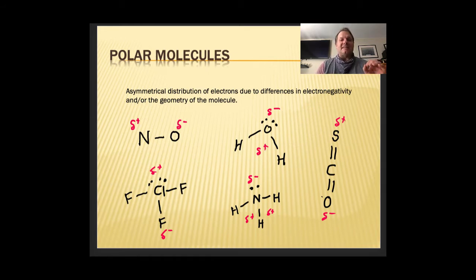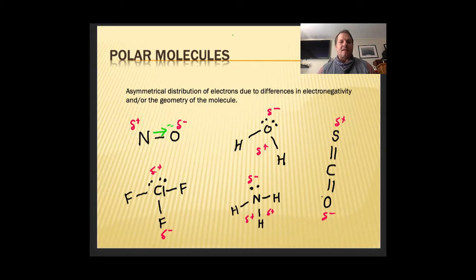That means there's an asymmetrical distribution of the electrons due to differences in the electronegativity and/or the geometry of the molecule. So let's take a look at this. If I were to bind a nitrogen with an oxygen, what we would see is that oxygen, being more to the right on the periodic table, and again, electronegativity increases as you go up and to the right, has a higher electronegativity, so the electrons are going to get drawn towards that oxygen.